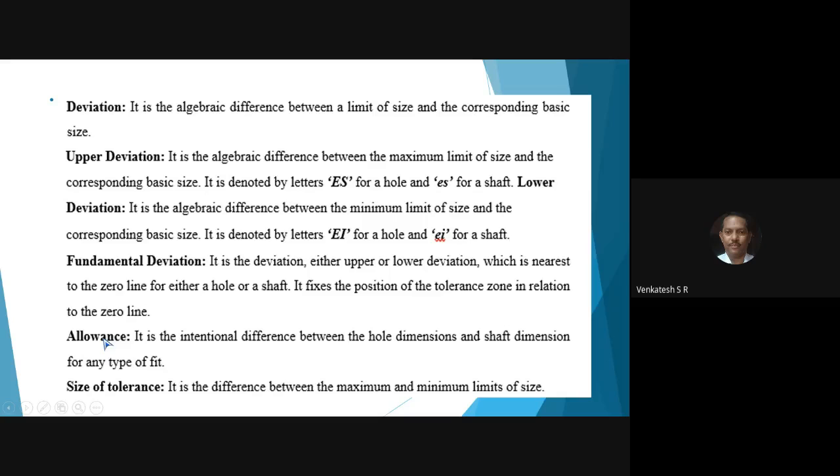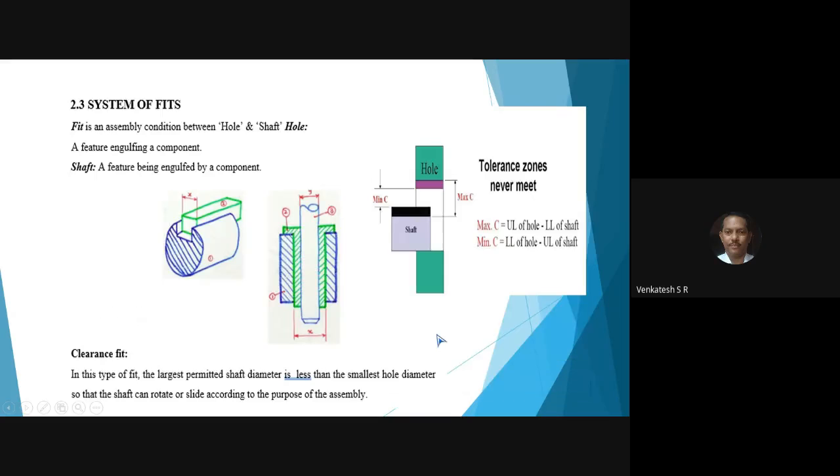And allowance. See, allowance is the maximum difference between the upper dimension and the lower dimension of the hole and the shaft. Next, come to the point, very, very important. You have three types of fits. Three types of fits.